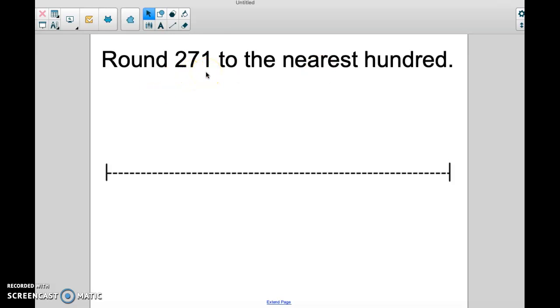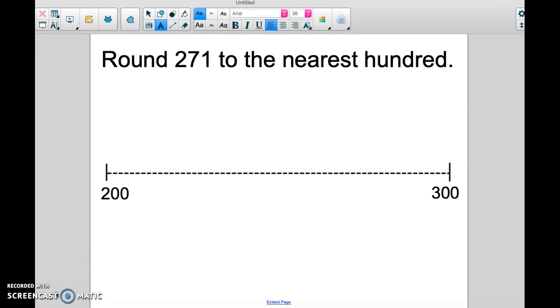Let's count by the hundreds. 100, 200, 300. We can stop there because we know that 271 does not go past 300. So 200 and 300 are our benchmark numbers. We have to plot them on the number line. Don't forget to also plot the midpoint.